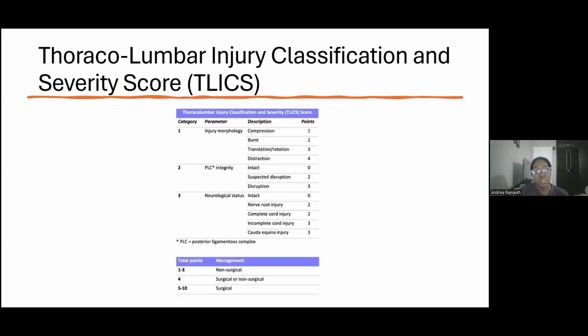One thing we should also mention is the thoraco-lumbar injury classification and severity score, which has been proposed to simplify the classification and discussion of thoraco-lumbar fractures. It's a point system based on different parameters: injury morphology, the posterior ligamentous complex integrity, and the neurological status. Based on the point system, it guides you whether you could go conservative or whether the surgical route is definitive.